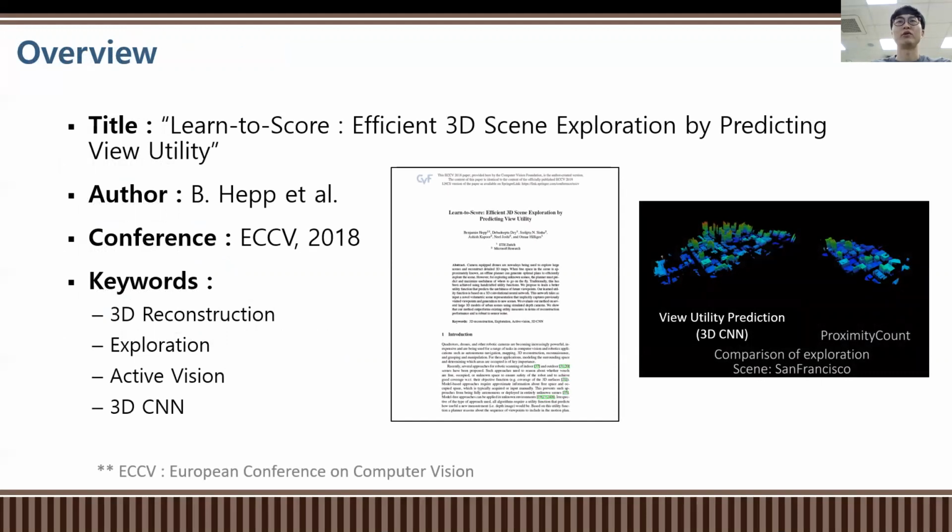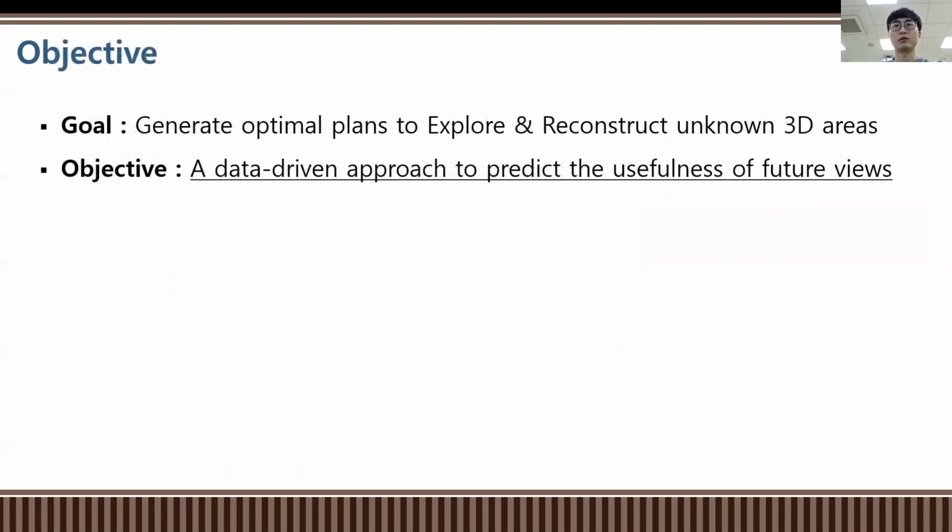I chose the paper titled Learn to Score: Efficient 3D Scene Exploration by Predicting View Utility. It was presented at ECCV in 2018. As you can see on the right, the paper proposes an exploration method that can be used to capture and reconstruct 3D areas more efficiently when compared to other traditional methods. An exploration method that uses a 3D convolutional neural network to predict the usefulness of future views is presented in this paper.